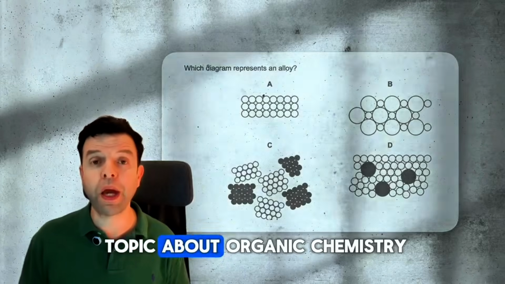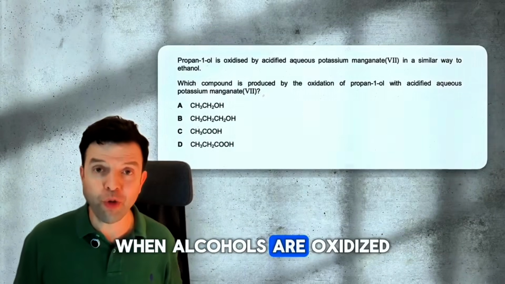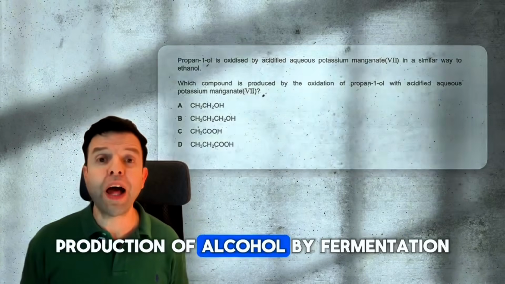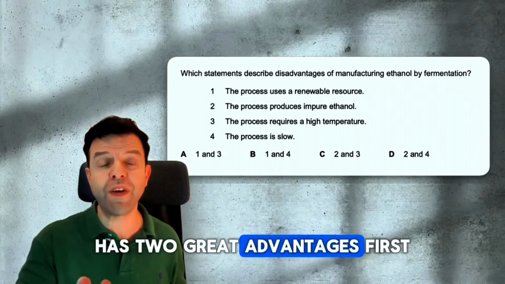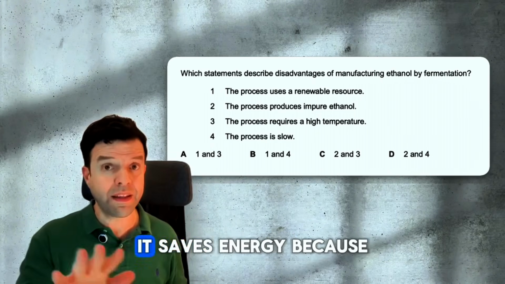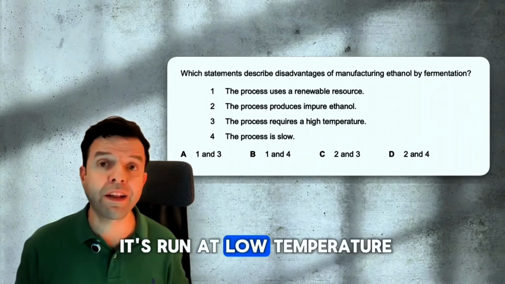Moving to the last topic about organic chemistry. When alcohols are oxidized with potassium manganate, they produce carboxylic acids. Production of alcohol by fermentation has two great advantages. First, it uses renewable resources, that is glucose. Second, it saves energy because it's run at low temperature.